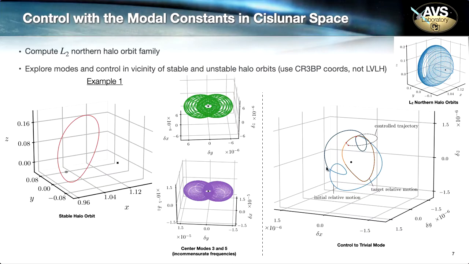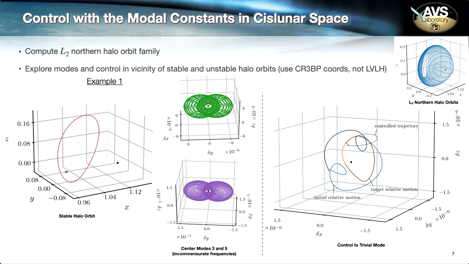A more interesting application of this modal control strategy is to apply it to the three-body problem. So for this example, I compute the L2 northern halo orbit family in the vicinity of the Moon, and I explore relative motion control in the vicinity of a stable halo orbit. So starting with this halo orbit, the modal decomposition shows that there is a trivial mode associated with the double unity eigenvalues of the monodromy matrix. And this mode is periodic in the CR3BP coordinates.